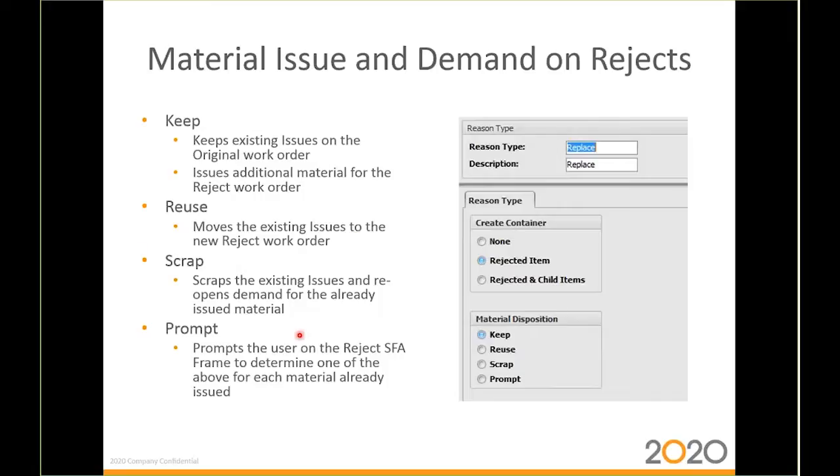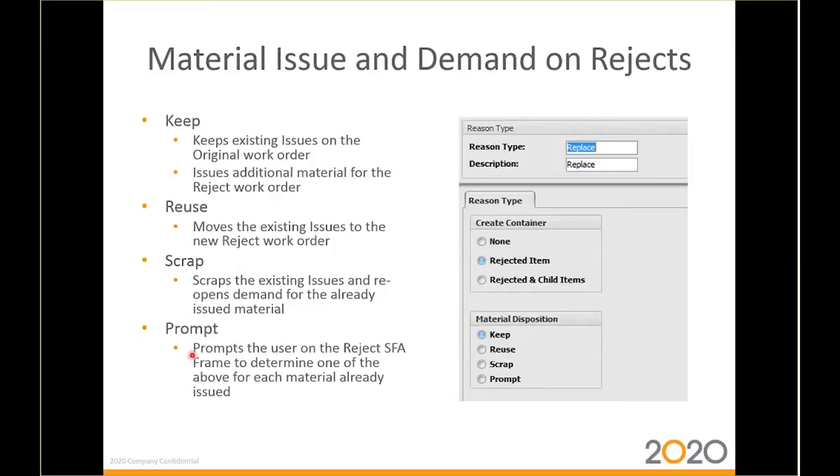If I choose scrap, then for the rejected quantity, the existing issues will be scrapped. There will be an inventory scrap transaction created. And again, demand will be opened up again for the already issued material. So you would see a bump in your demand calculations in purchase stock control and manufacturing stock control and so on.